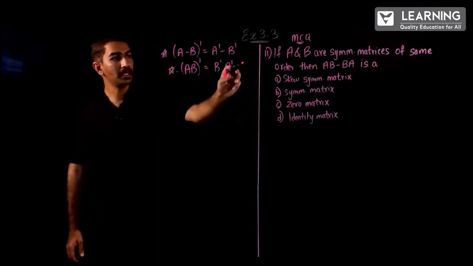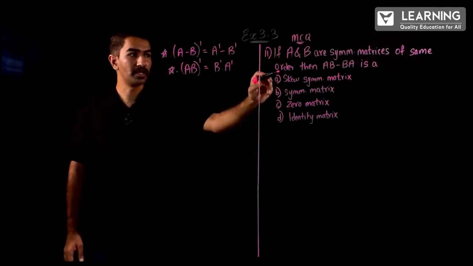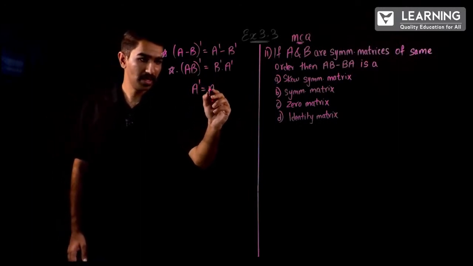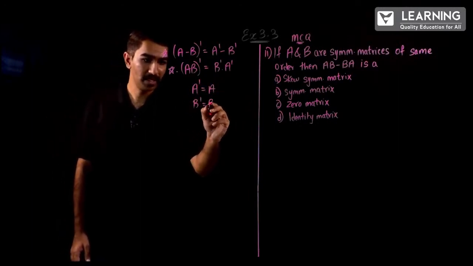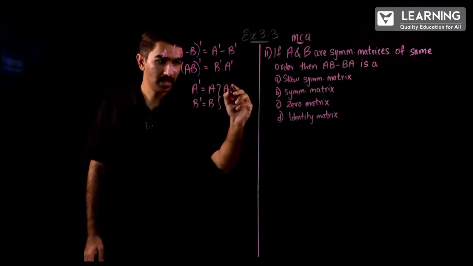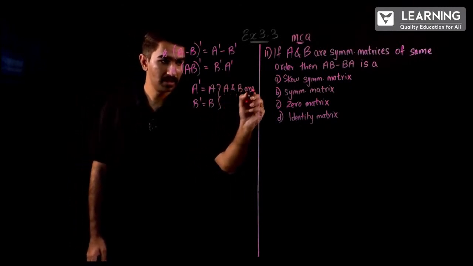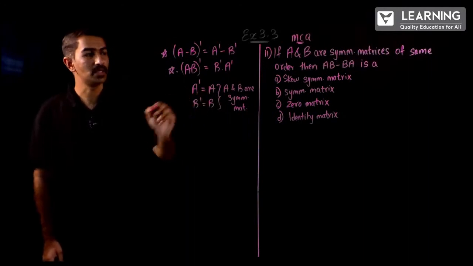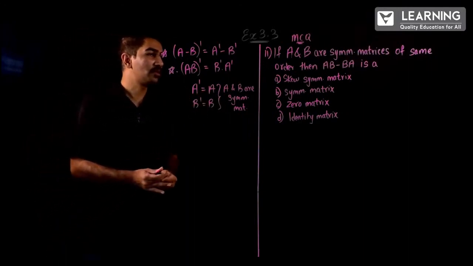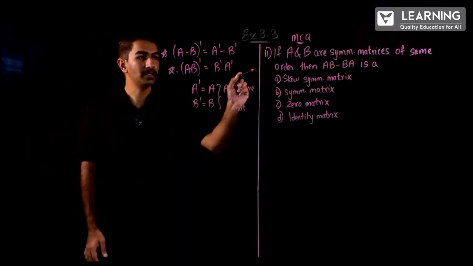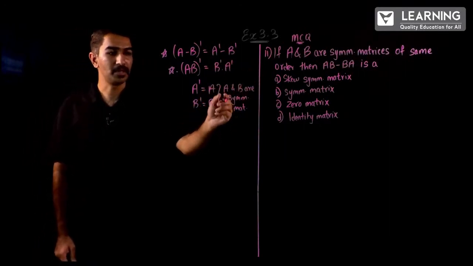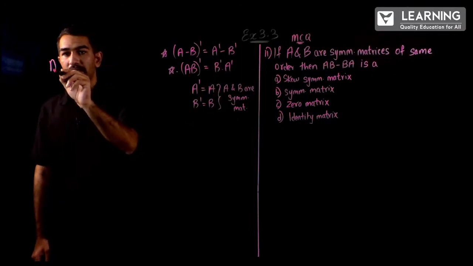They are telling A and B are symmetric matrices of same order, right? So A and B are symmetric matrices means what? A dash is equal to A and B dash is equal to B. Why are we writing like this? Because A and B are symmetric matrices. That is the reason we are writing A dash equals A and B dash equals B. Now we have to find out what is AB minus BA, right? So what is the difference of AB minus BA if A and B are symmetric matrices? So let us write that down as it is.